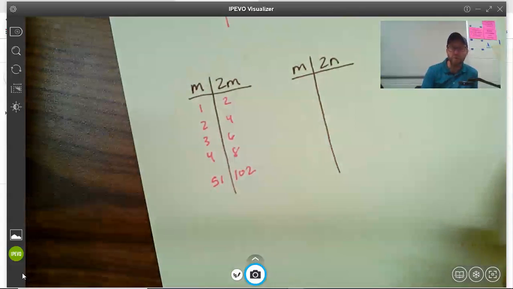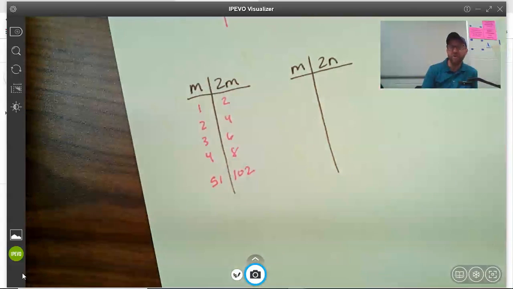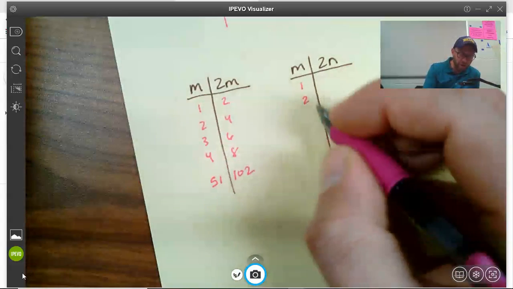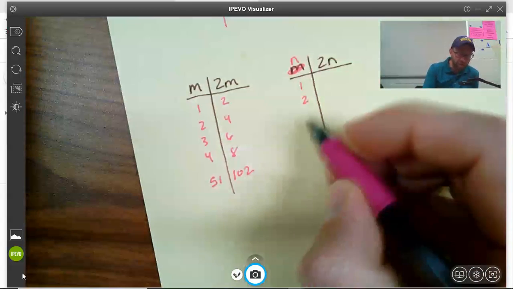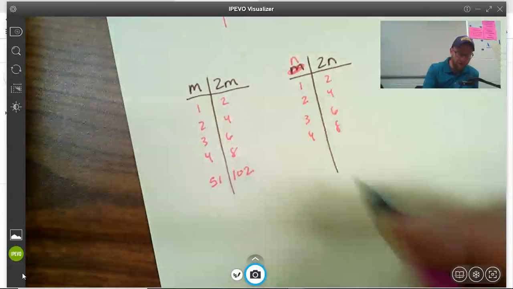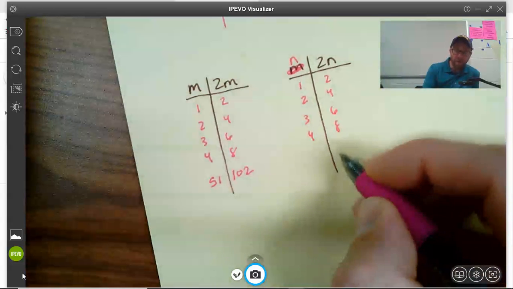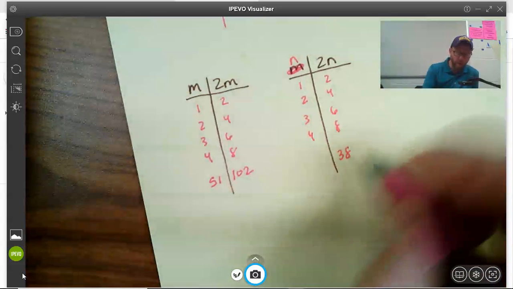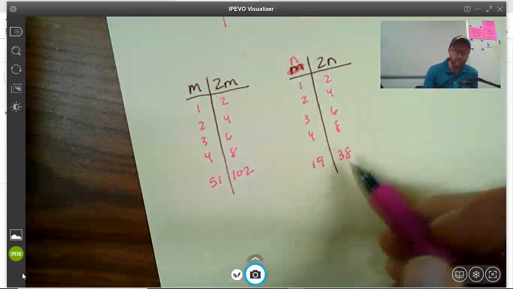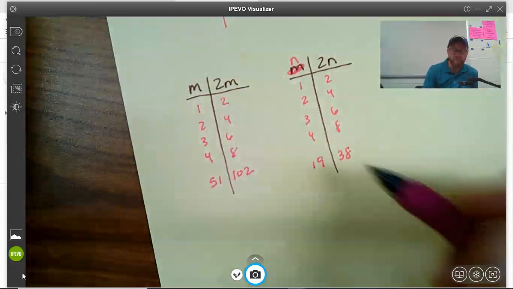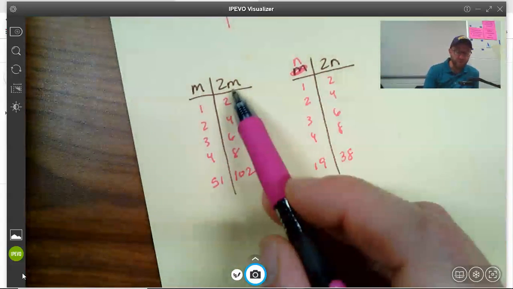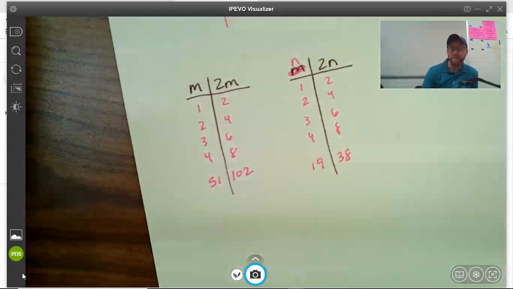And the same would be true for n. I'm just changing the variable. So n over here is something like, oh, I wrote an m here. n: 1, 2, 3, 4 gives 2, 4, 6, 8. Maybe if I wanted to find out what 38 was, I work backwards, I get 19. So if I plug 19 in here, I get 38. Any even number could be represented using either of these expressions. The only difference between them is that here I use m, and here I use n.